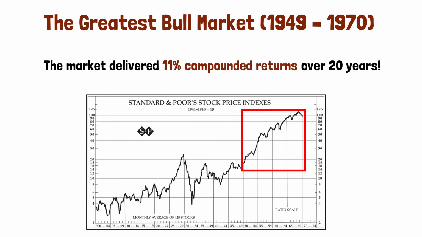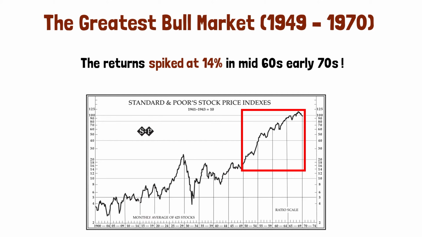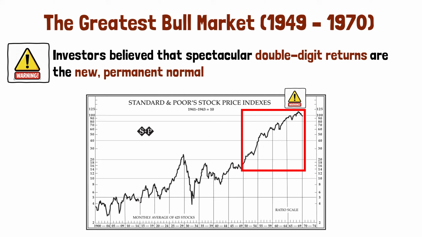3.5% dividend yield. By the mid-60s to early 70s, those annual returns were spiking to 14%. This spectacular performance created a new, dangerous psychological trap. The public, who hated stocks in 1949, were now convinced that this double-digit return was the new normal. And that, my friends, is why Graham had to step in with a major warning about the market level in 1972. It shows the cycle was about to turn again.